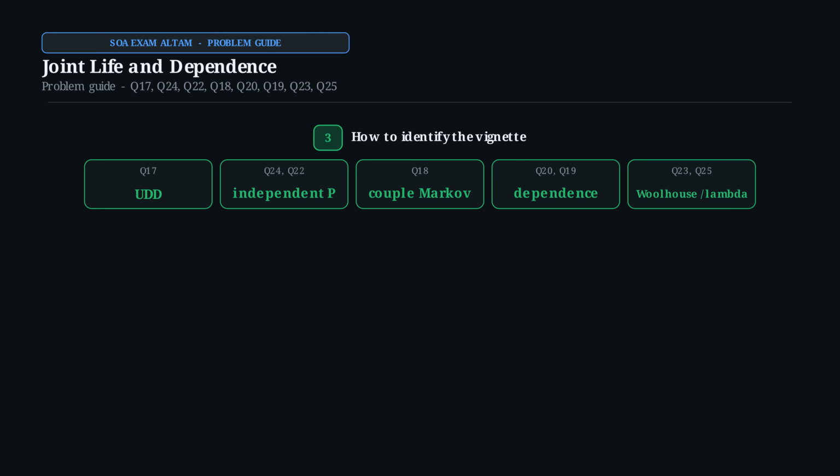You are here when you see T_XY, last survivor, joint endowment, common shock, broken heart, or Woolhouse on a couple. Question 17 is UDD joint distribution. 24 and 22 are independent premiums. 18 is joint and last survivor through a Markov diagram. 20 and 19 add dependence. 23 adds Euler-Maclaurin Woolhouse. 25 is a lambda-shift first death product.